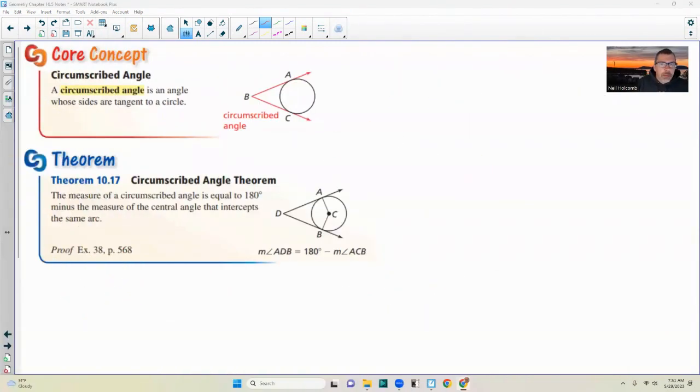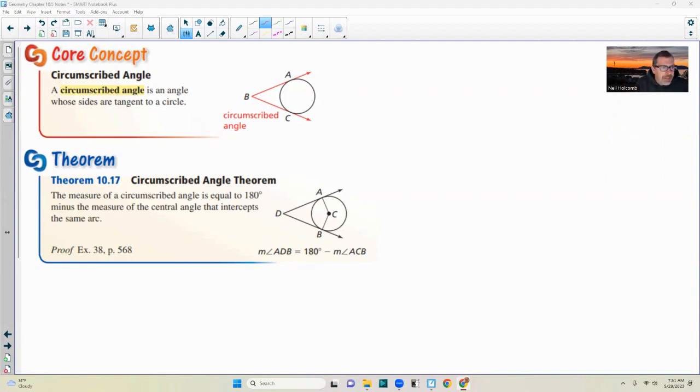Okay, more core concepts and more theorems. Can you believe it? There's 17 theorems now in this chapter section. All right, core concept, circumscribed angle. A circumscribed angle is an angle whose sides are tangent to the circle. Okay, so in other words, two tangents. So BA is a tangent and BC is a tangent, and it's an exterior angle, and it is a circumscribed angle because the circle is inside the angle entirely and touching the edges.